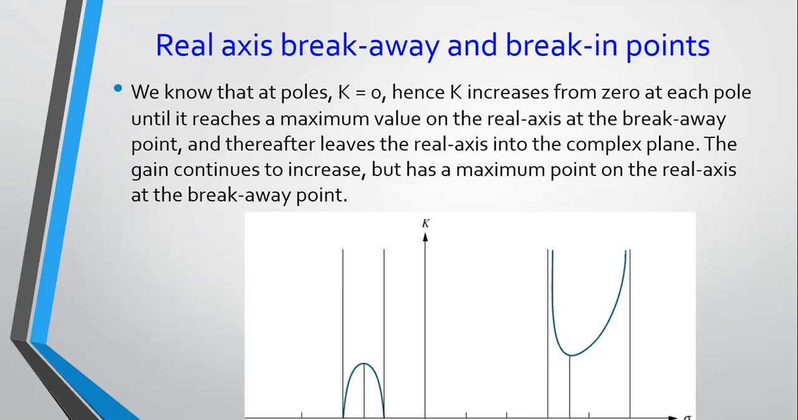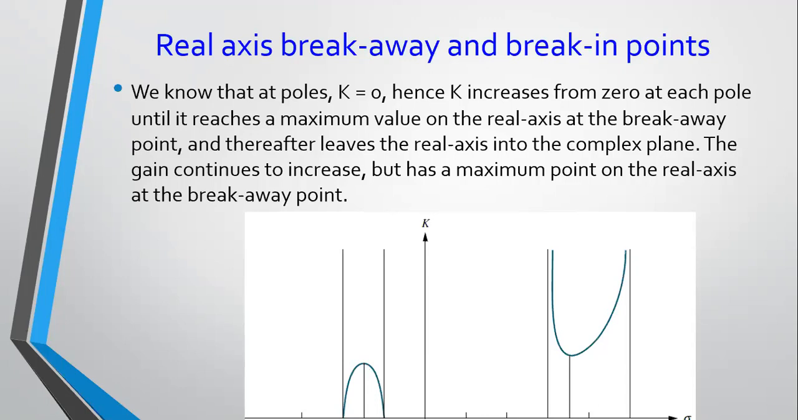It means at the breakaway point you have a maximum of gain as far as the root locus is for real values of poles. Let me repeat that again. At the poles here we know the gain is 0, so k is equal to 0 here and k is equal to 0 here, and then we start increasing the gain for the root locus to move away from it towards the breakaway point. So at the breakaway point you have a maximum value of your gain for the range of values of poles on the real axis. Of course, after this point your gain will keep increasing.